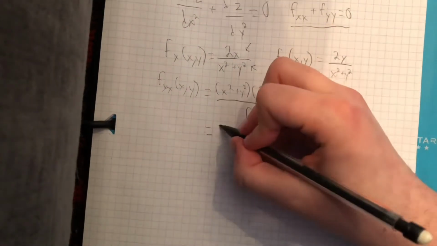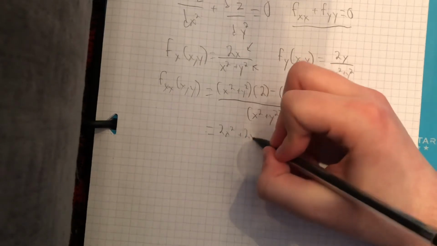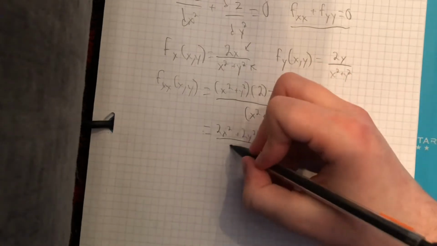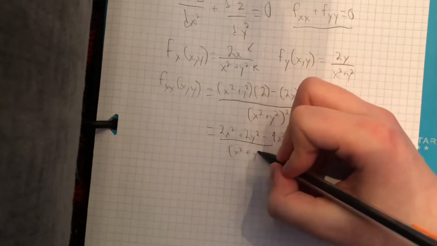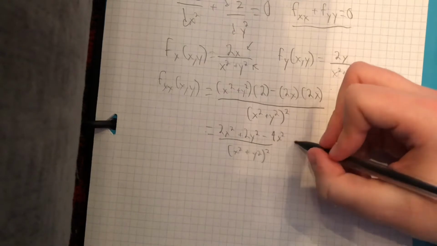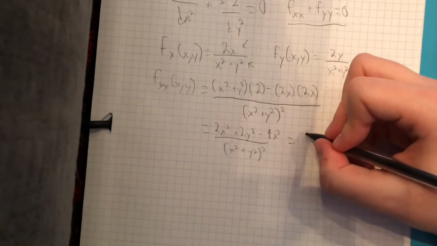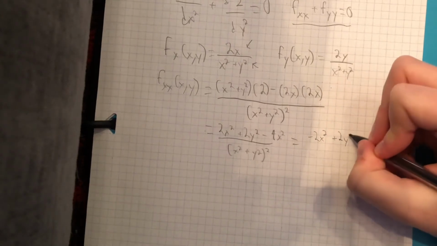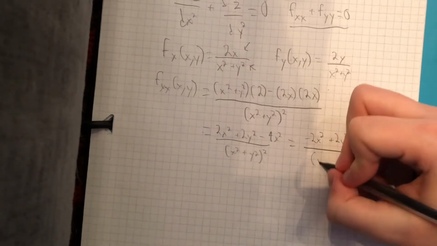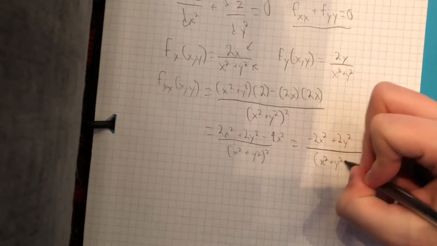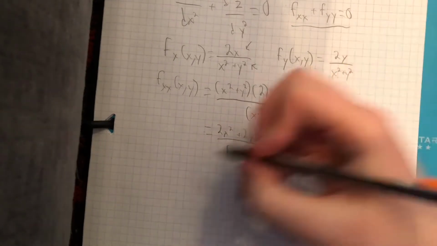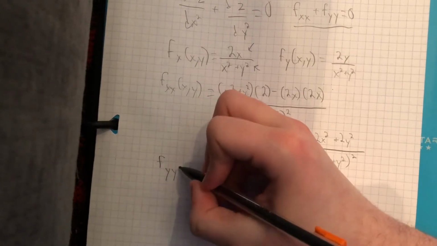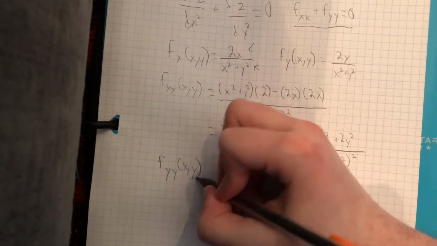This is going to be equal to 2x squared plus 2y squared minus 4x squared over x squared plus y squared, squared, which is just going to simplify down to negative 2x squared plus 2y squared over x squared plus y squared, squared.